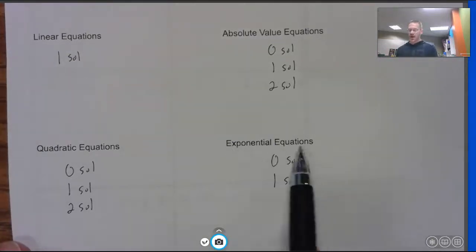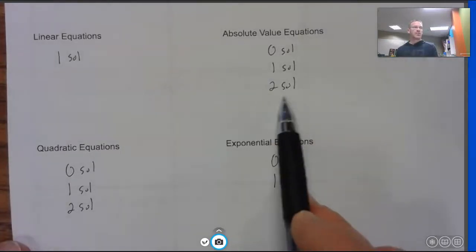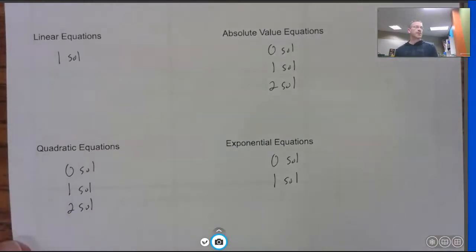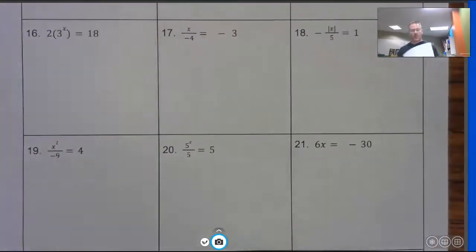So if I know I'm working an exponential equation, I know I'm never going to get 2 solutions with what we're doing right now. It either is going to be 0 or 1. Understanding that will help you make sense of your solutions. Let's just look at a handful of problems here.